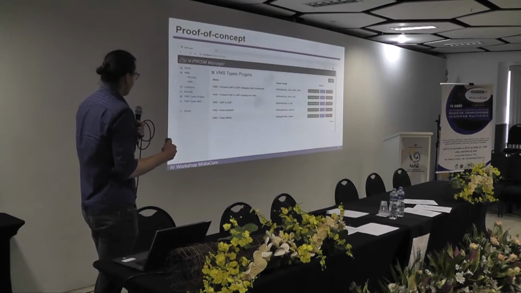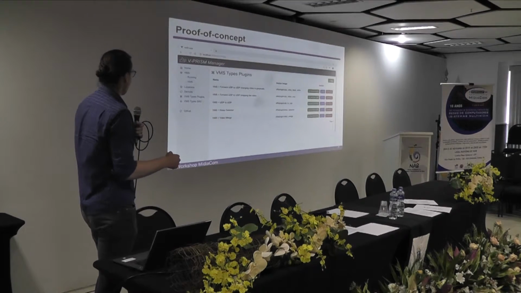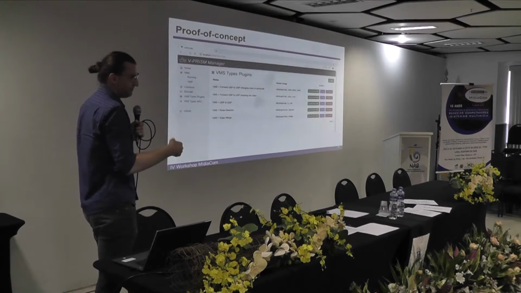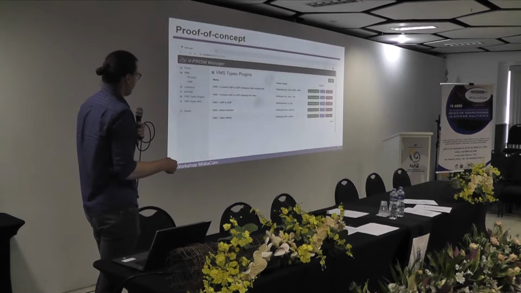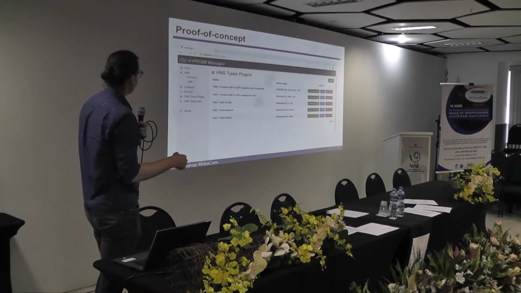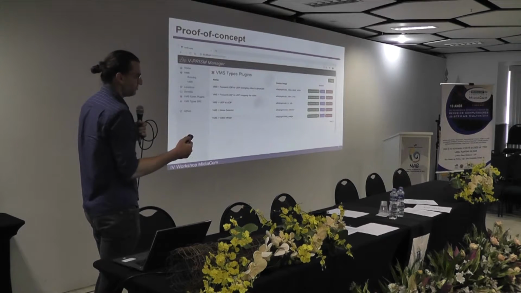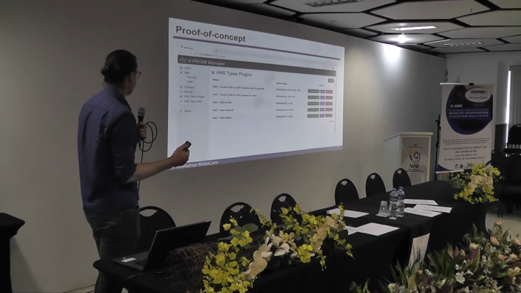Here we have a view of our web client. We have developed 5 different VMS types, and you can start as many VMS as you want using these types. We have grayscale video: we receive color video and convert it to grayscale. We have crop video, which receives a video and outputs only a fraction of it.